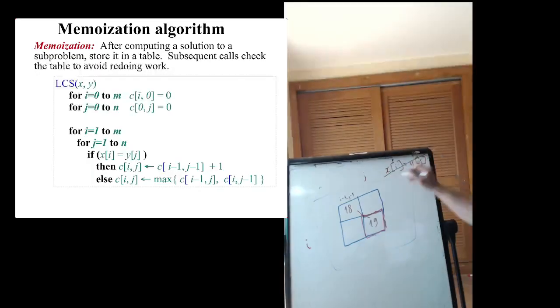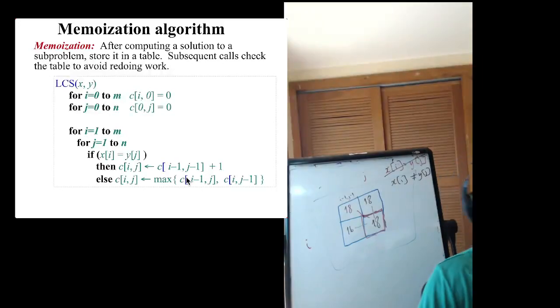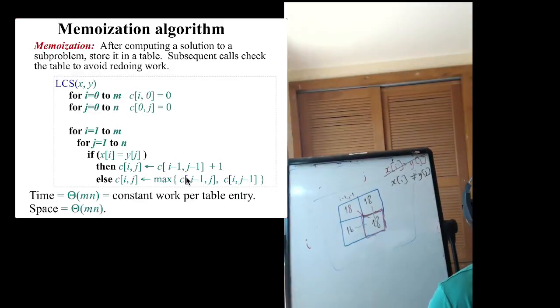And if xi is different than yj, then the value that I'll write over here will be, look at the cell just above you, the i minus 1, j, look at the cell to your left, the i, j minus 1, look at the number written here, say 18 as well, look at the number written here, say 16, take the maximum of these two numbers, that's what you're writing over here, 18 in this case. So that was the overall algorithm.